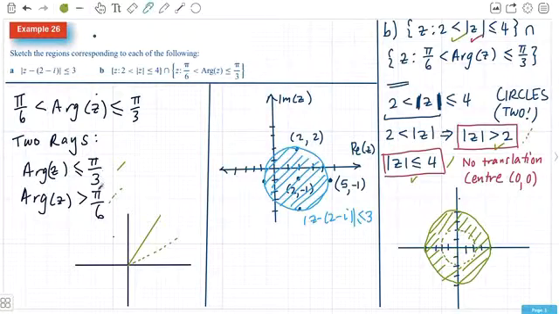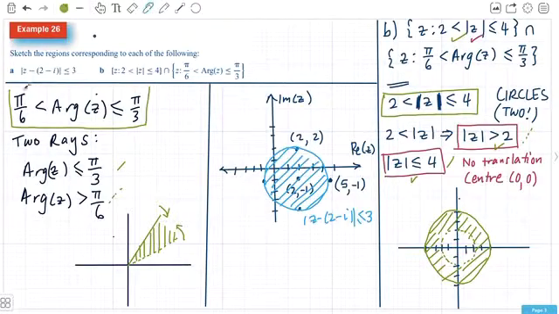Okay, now let's look at what we're asked to shade in. Arg of z has to be bigger than pi on 6, so that would be on that side, but it has to be less than or equal to pi on 3. So that means we'd be shading this region here. That would be the region we'd shade for these two rays. So we've got two circle regions that came from this graph here, and we've got two rays that came from this graph here. So whenever you have an inequality where you've got two less than or equal to signs, one on each side, you're going to really effectively have two graphs.